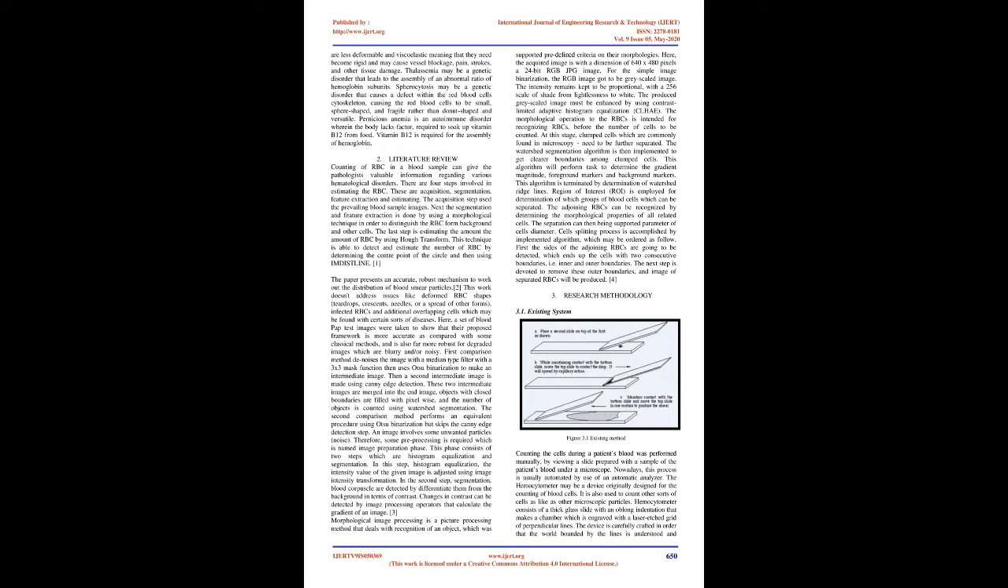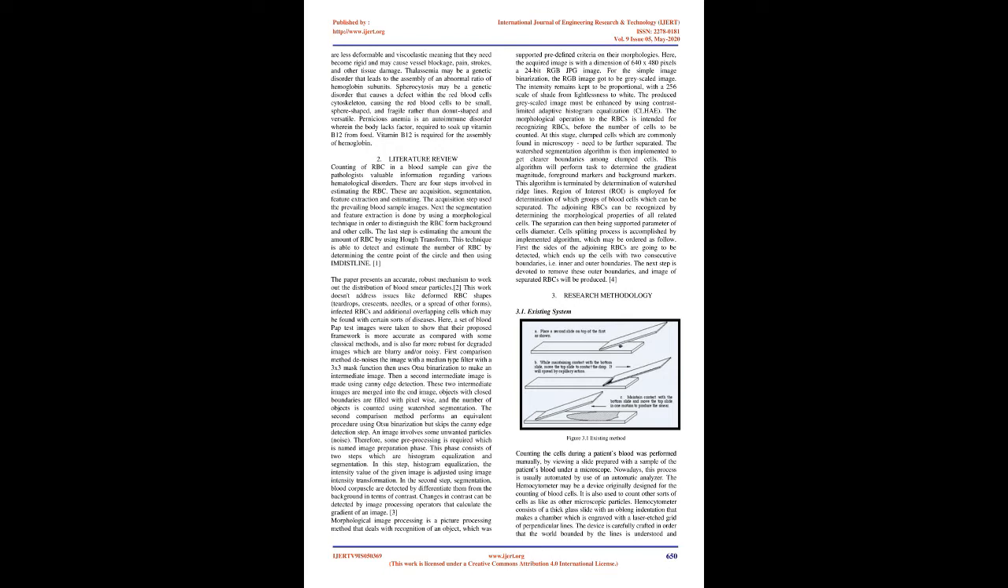The first comparison method denoises the image with a median filter with a 3x3 mask, then uses Otsu binarization to make an intermediate image. Then a second intermediate image is made using Canny edge detection. These 2 intermediate images are merged into the end image. Objects with closed boundaries are filled pixel-wise, and the number of objects is counted using watershed segmentation. The second comparison method performs an equivalent procedure using Otsu binarization but skips the Canny edge detection step.